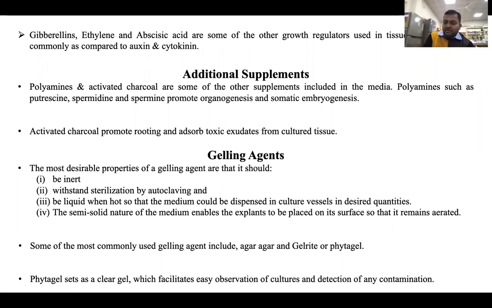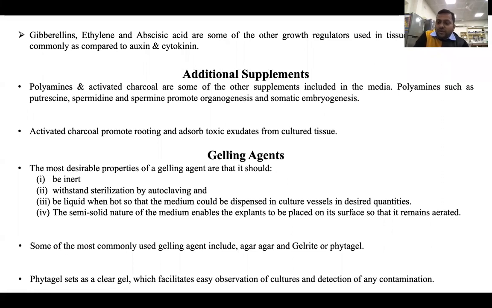I mean, it is a gelling agent, but the slight difference between agar and Gelrite is that agar is slightly yellowish in color. So when we prepare the media and pour it in the culture bottles, it gives a slightly turbid kind of appearance. Whereas Gelrite or Phytogel is very clean, actually transparent.